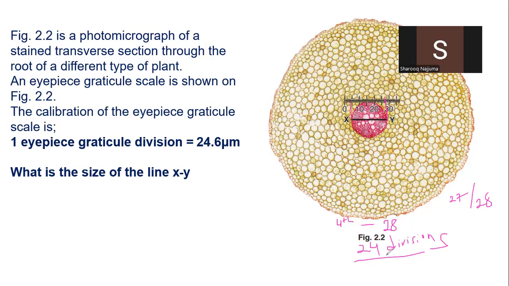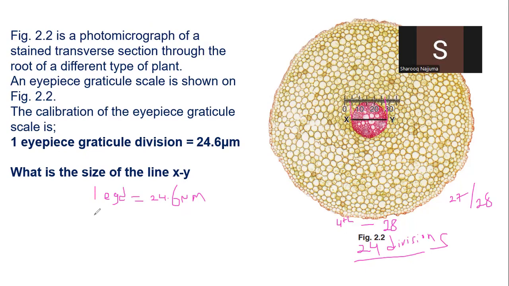So that is the first thing. Measure line XY, get to know how many divisions it's taking up. So it's taking up 24 divisions or 24 eyepiece graticule units. Remember that divisions can also be called eyepiece graticule units. So they have already told us that one eyepiece graticule unit or division is equivalent to 24.6 micrometers. So here they had already done the calibration for us.